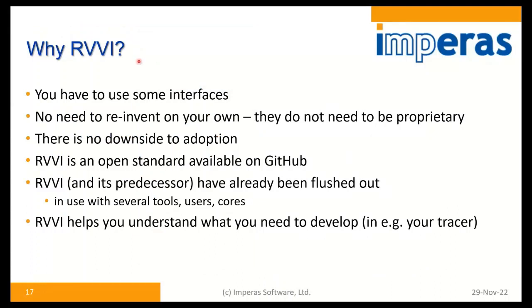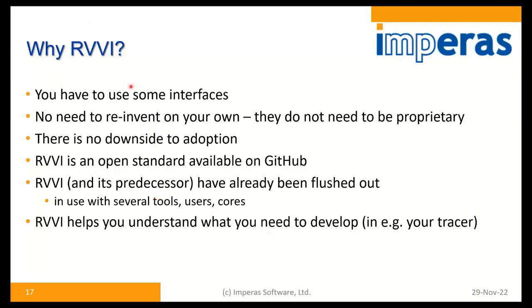Some people say, well, why should we try and use a standard? Why should we have RVVI? Well, you have to use some interfaces. You don't really need to invent your own. They don't need to be proprietary. And there's no real downside to adopting it, because we've spent a lot of time flushing this out and making it work. It evolved from a previous version, which had already been flushed out around formal. And already it's been used with several different tools and users, for several different cores and organizations, in the commercial and also the open source domain.